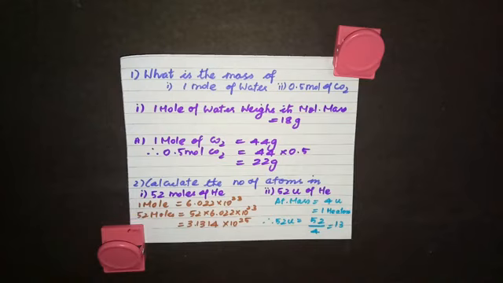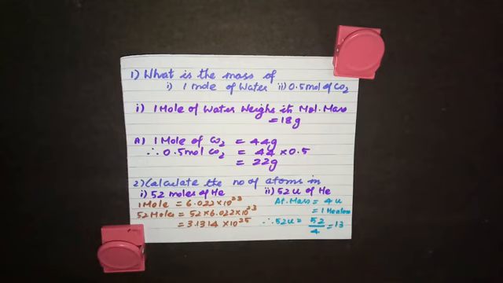It is 4. Now the question is, calculate the number of atoms in 52 moles of helium. You know in 1 mole of helium, how many atoms of helium will be there? 6.022 into 10 to the power 23. Now the question is, in 52 moles, how many helium atoms will be there? So what you have to do, 52 into 6.022 into 10 to the power 23. So that gives you the number of atoms in 52 moles of helium.